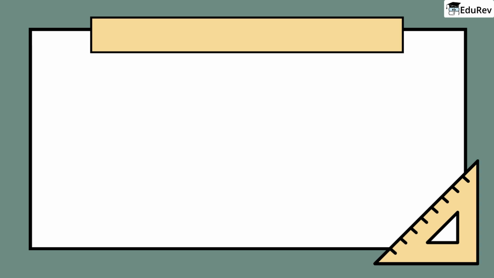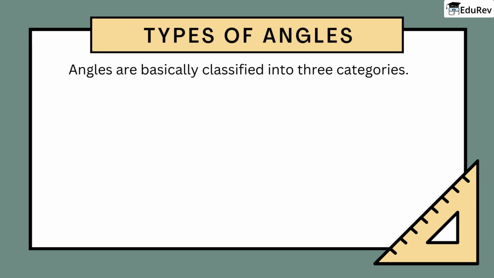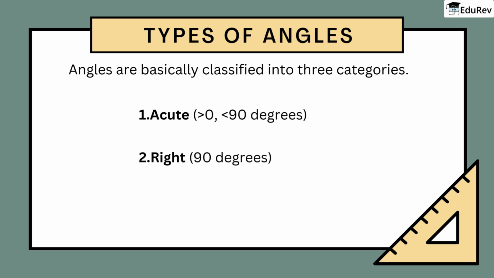Now, let's classify angles into 3 categories. First, we have acute angles, which are greater than 0 and less than 90 degrees. Second, a right angle is exactly equal to 90 degrees. Lastly, we have obtuse angles, which are greater than 90 and less than 180 degrees.